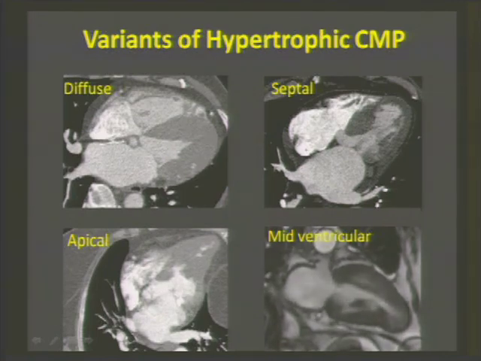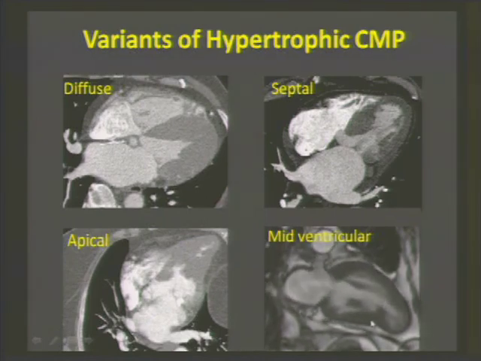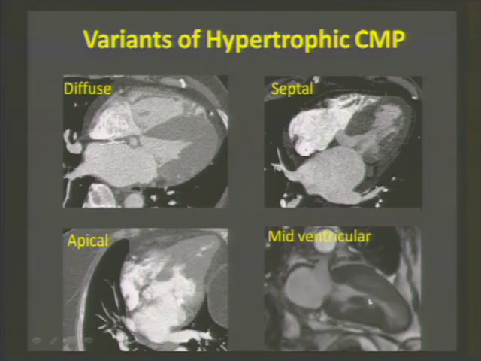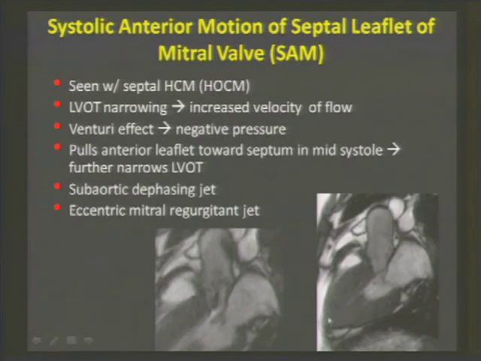Diffuse hypertrophic cardiomyopathy, we have to exclude hypertension or valvular stenosis. And mid-ventricular hypertrophic cardiomyopathy is pretty rare. You can see here in systole, the lumen completely gets obliterated, and the apex starts ballooning out because the blood flow goes in both directions.